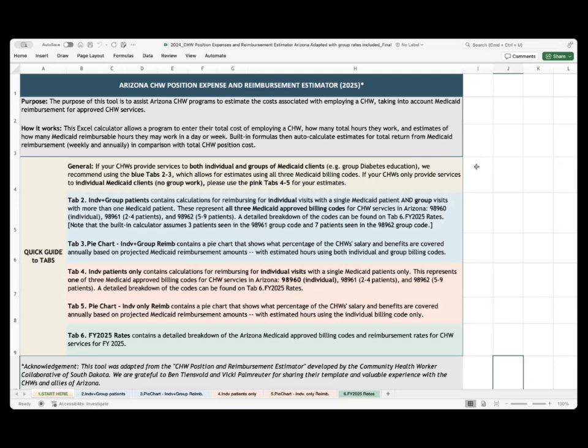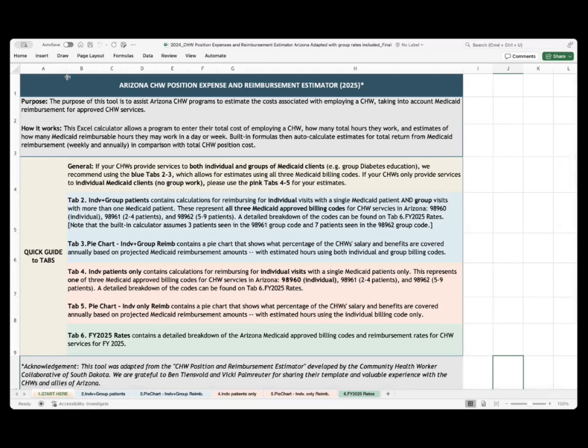All right, so the purpose of this tool is to assist Arizona CHW programs to estimate the costs associated with employing a CHW, taking into account Medicaid or ACCESS reimbursement for approved services. So I'm going to walk you through how this works, sort of tab by tab. And so where we are is in the first tab. If you look at the bottom here, they're color coded, and they're also numbered. So number one, start here, is where we are looking at the moment.